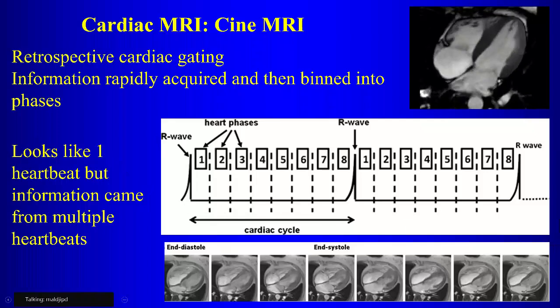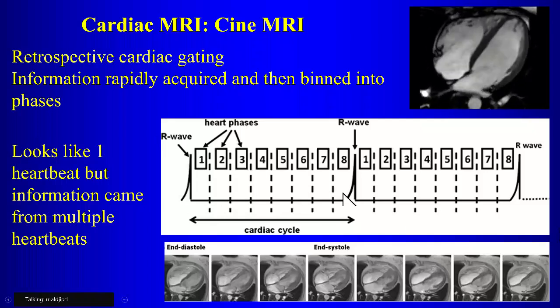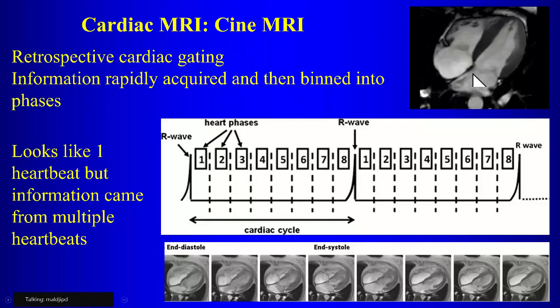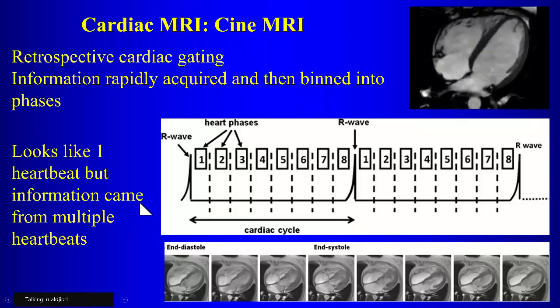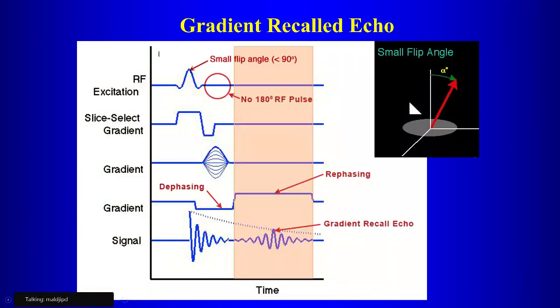So there are multiple heartbeats that have been scanned. The information from each heartbeat is put in these selective bins. The images are reconstructed, so you have one image for each of these phases of the cardiac cycle, and then these images are put together and you have a movie of one heartbeat. Okay? So it looks like one heartbeat, but the information came from multiple heartbeats. And then this uses gradient echo imaging.